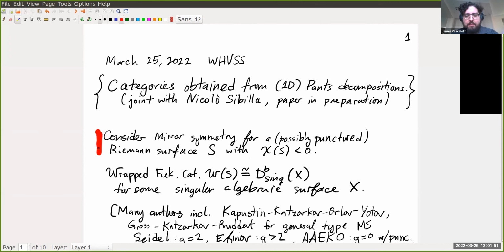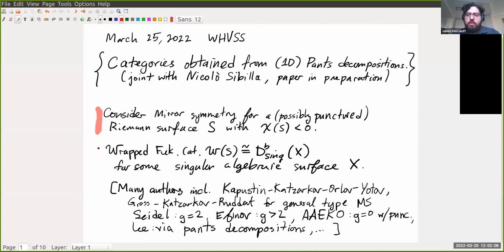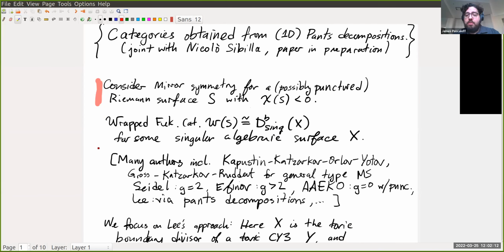Let's consider mirror symmetry for a possibly punctured Riemann surface S of negative Euler characteristic. So this would be a compact surface of genus greater than 2, or a punctured sphere with at least 3 punctures, etc. Well, what kind of mirror symmetry do we expect for this? As many of you know, we expect the wrapped Fukaya category of S to be equivalent to D^b_sing of X for some singular algebraic surface X.